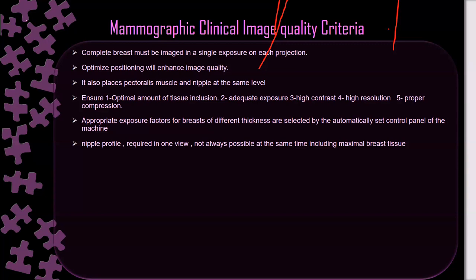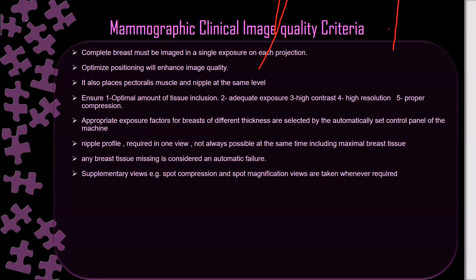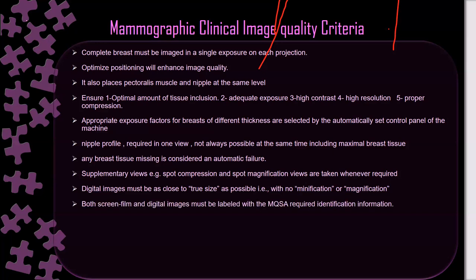or to see it in the two views. Any breast tissue missing is considered an automatic failure. Any missing, you have to repeat. You see, whether it is small or large, you have to repeat. Supplementary views are sometimes taken whenever required, and the digital image must be as close to true size as possible.